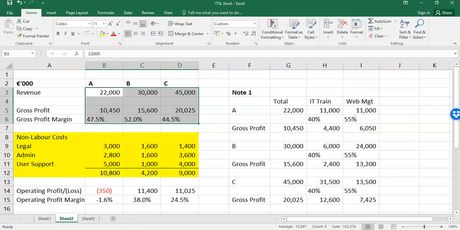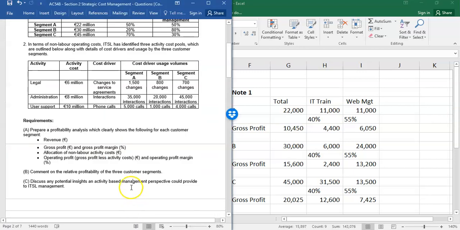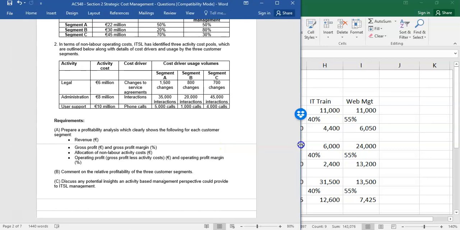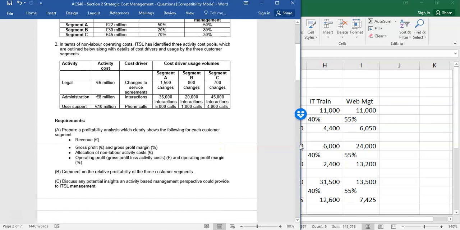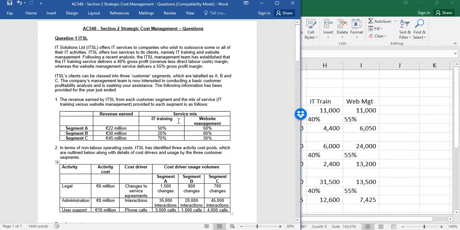So when you're asked for ABM, typically we're looking for at least discussion of both approaches. Operational ABM, improving your current activities, and strategic ABM, thinking more strategically about, should we be in this customer segment? Should we be offering these services? And how might we improve our position from a strategic perspective? So that was looking at customer profitability analysis, which is an applied area of activity-based costing.